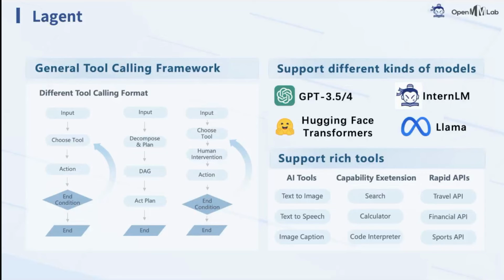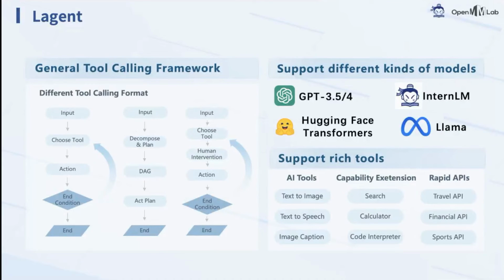So Lagent provides a general tool calling framework. It supports different tool calling formats. The first one is the most classic method named reasoning and act, also called ReAct. It takes the text inputs, and the model will choose a tool, and then it will make a decision to take action. It will also check whether the task is complete. If it is not, it will further choose a tool to finish the remaining steps, or it can simply decide to end the loop.